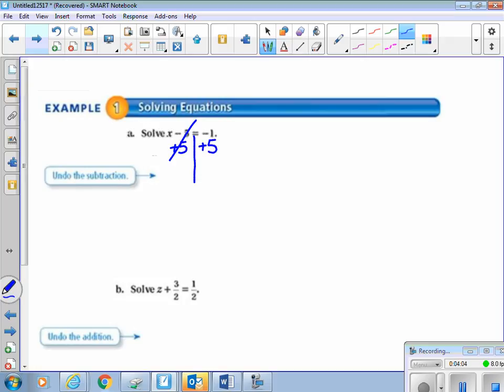Draw that line. It's going to help you to remember what you do to one side, you must do to the other. So many people forget. They get rid of the 5 and they just bring down that x, and it makes no sense. We have to make sure that we do the inverse operation on both sides.